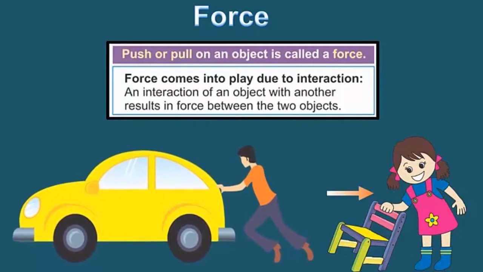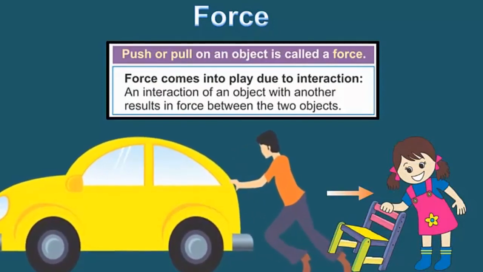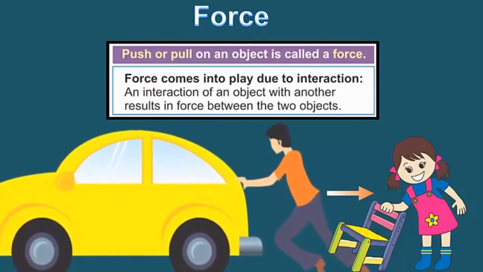What do we do when a car is not working? We need to push the car to move it. Hence there is an interaction between the car and the person pushing it. Therefore, a force is applied by the person on the car. This results in the motion of the car.